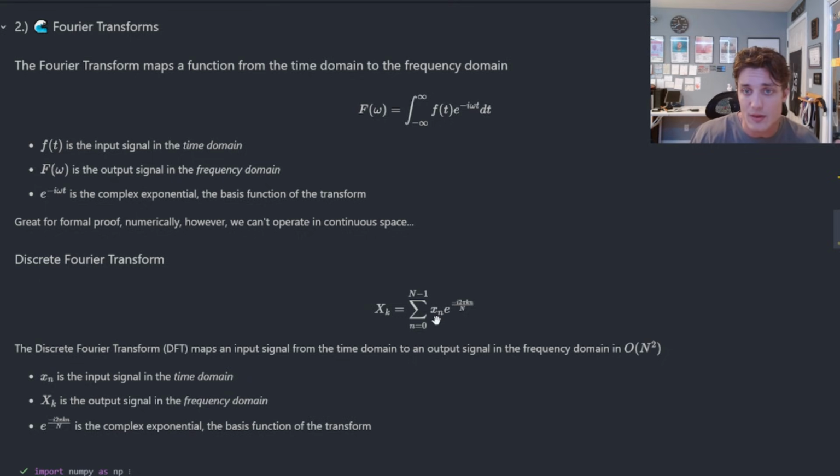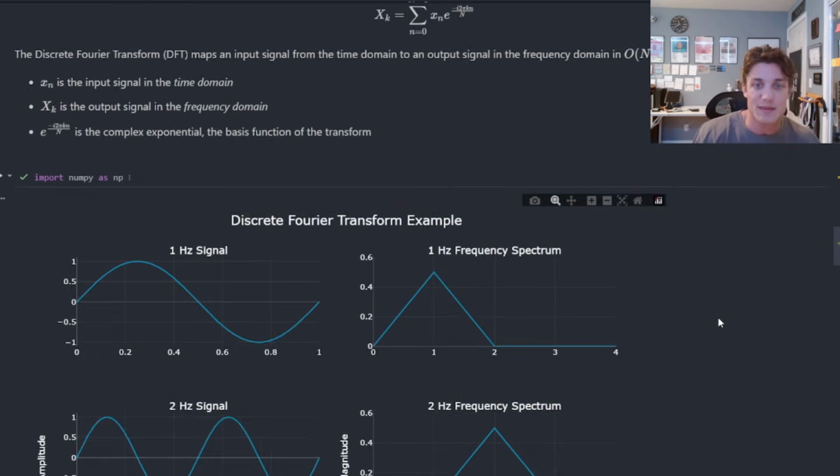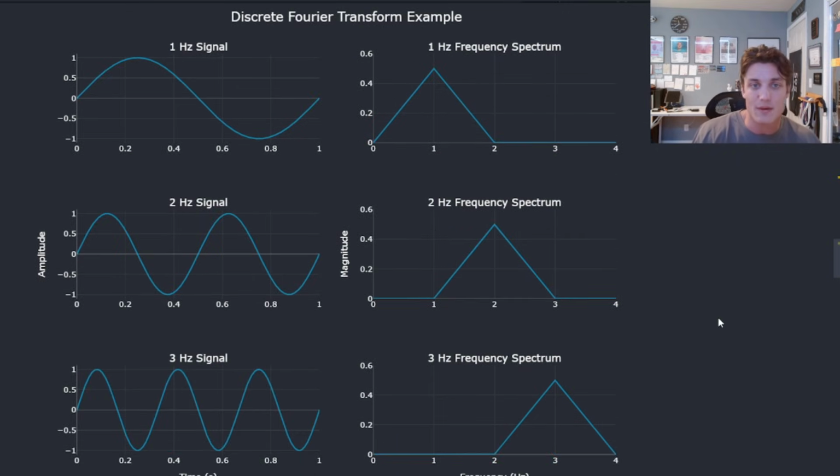That's all an integral is, a continuous summation, right? So we're going to actually operate with what's called a discrete Fourier transform. Nothing changes from our initial intuition about it. We're just mapping an input signal from the time domain to an output signal in the frequency domain. In fact, I have some examples here. I have an example of cyclical functions with different cycle lengths. And what I'm doing is taking this signal from the time domain and mapping it to the frequency domain. And you can see what we're extracting in each case is the cycle length.